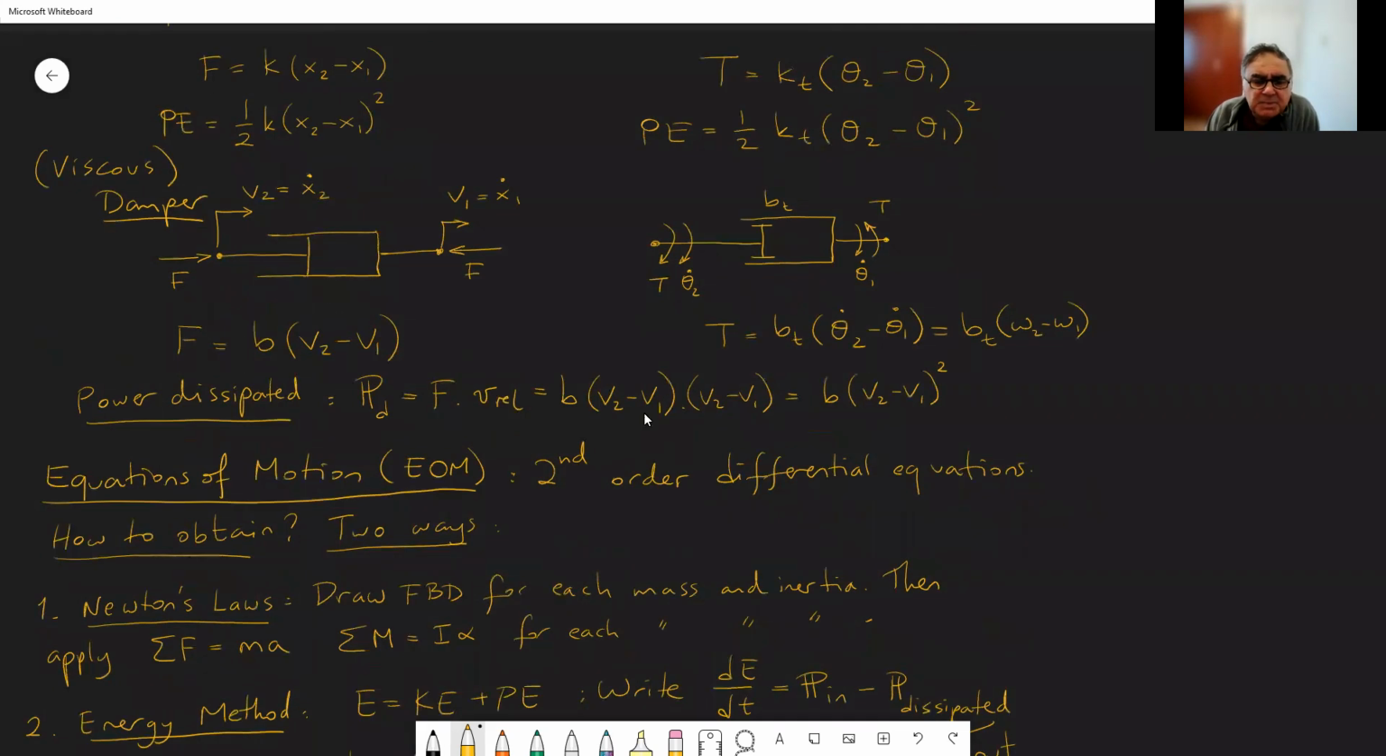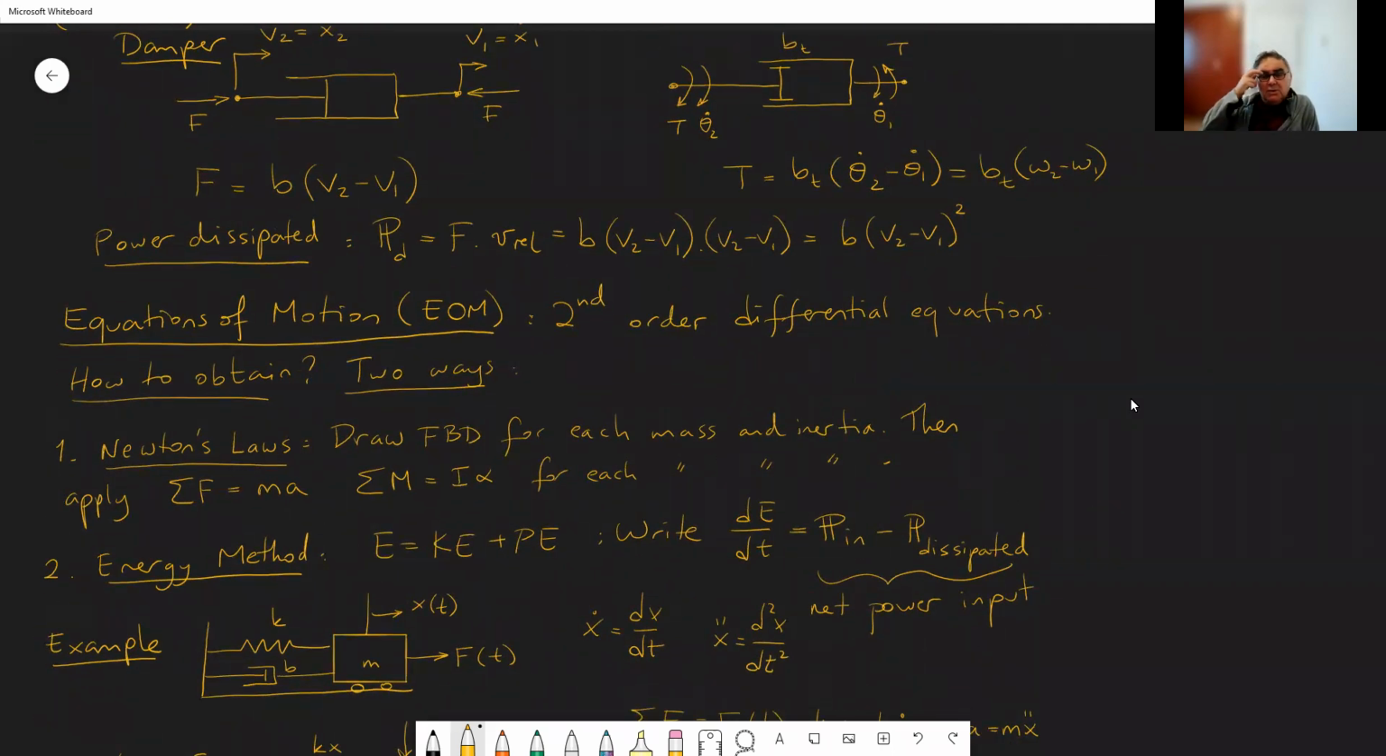And the power dissipated is, as you can see, force times relative velocity. Sorry, force times relative velocity squared. Sorry, V times relative velocity squared, which is force times relative velocity. So we want to first obtain the differential equations.